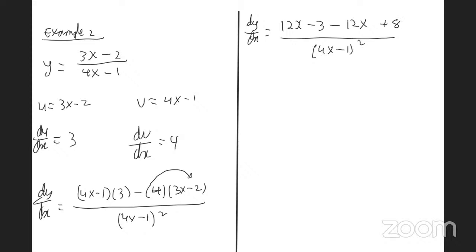So check back the signs, right? Generally, people make mistakes by the sign, just like Jacob right here. Right? The x will cancel. Minus 3 plus 8 is 5. 5 over 4x minus 1 squared. Anybody got that? Yeah? Yeah, nice.